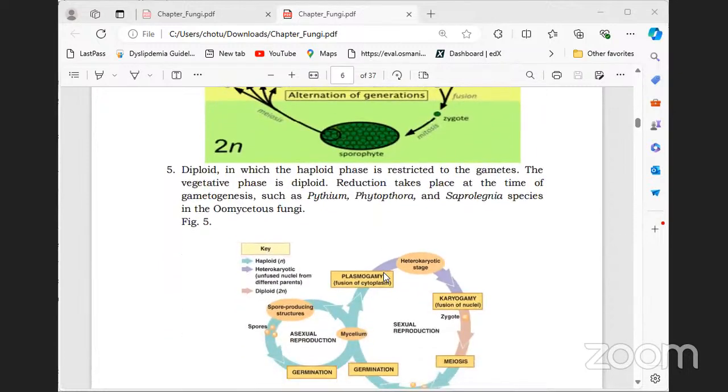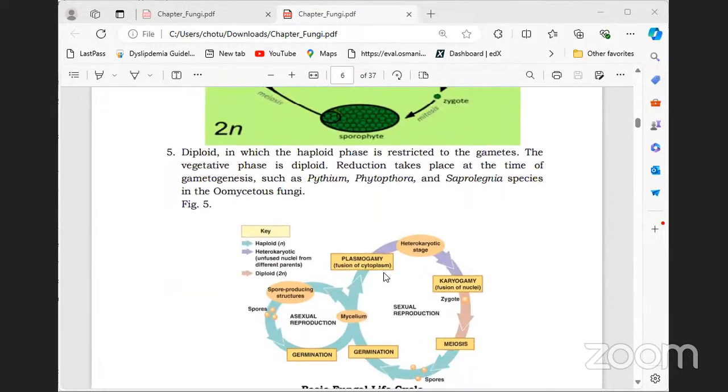Coming to the fifth one. See here, in the fifth one, the organism is diploid, in which the haploid phase is restricted to the gametes. The vegetative phase is the diploid phase. The reduction takes place at the time of gametogenesis.